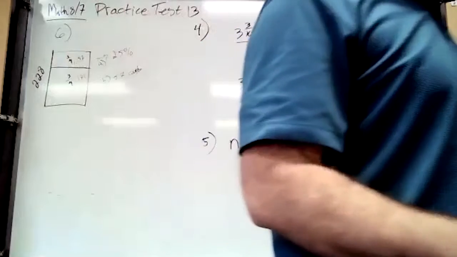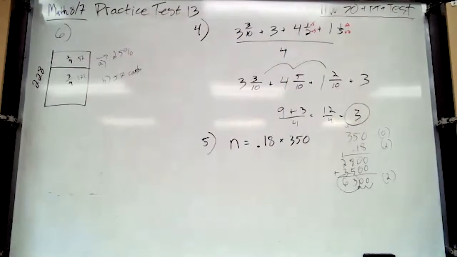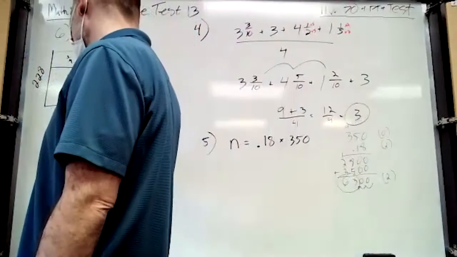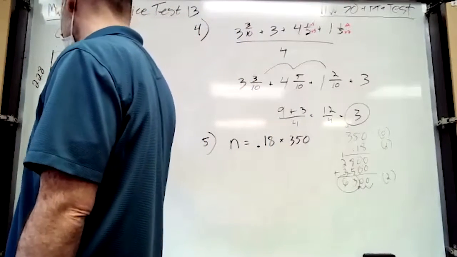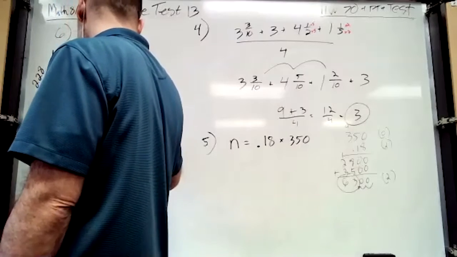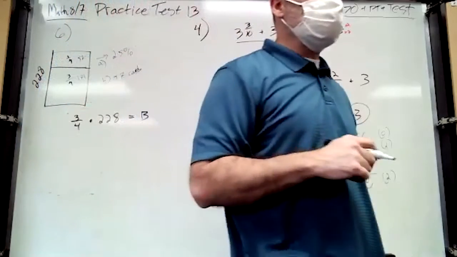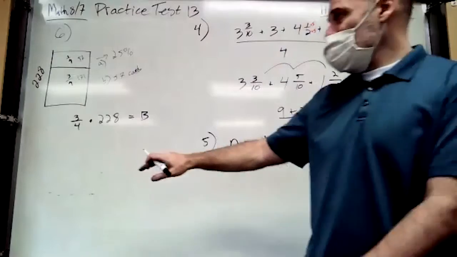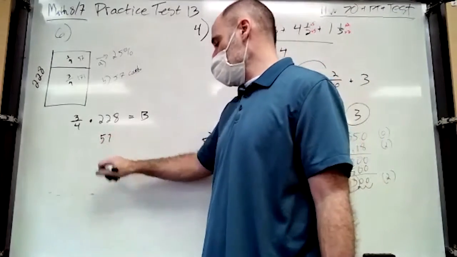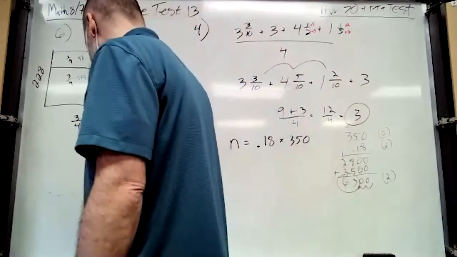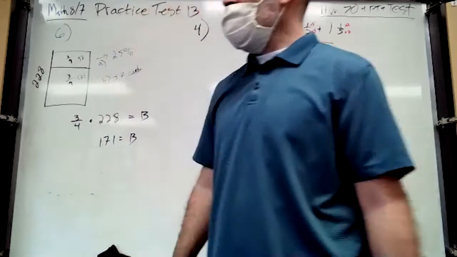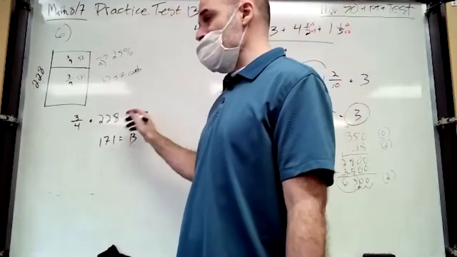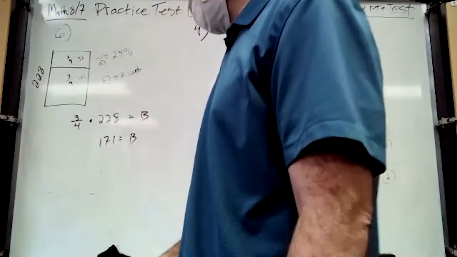Now, you can draw a diagram and do it that way, or you can do what I like to do, which is translate. So if I say Joel gave 3/4 of his 228 cards to his brother. Okay? So if you do this math, you get 171 equals his brother. Okay, so how do you figure out how many he had left? You subtract.